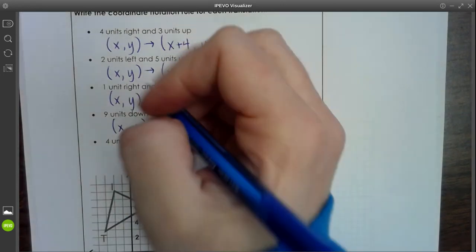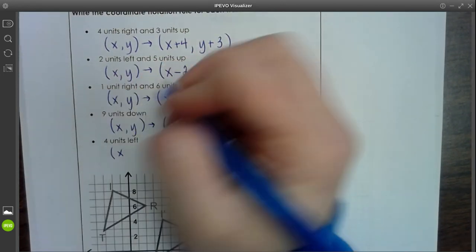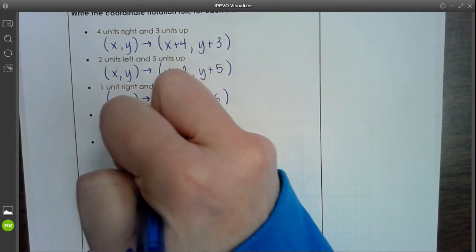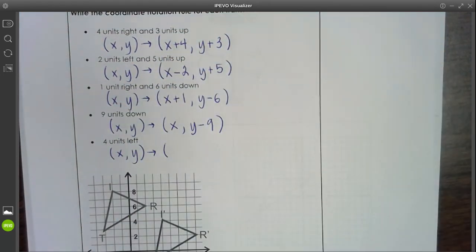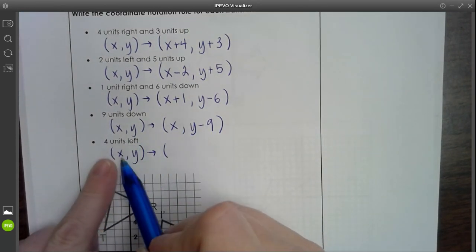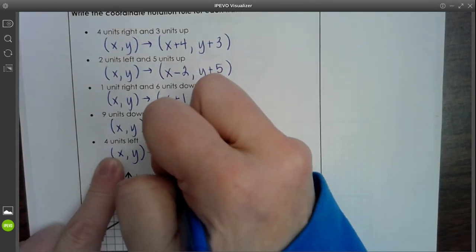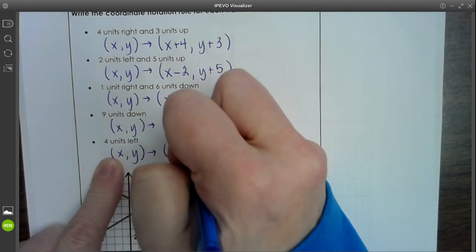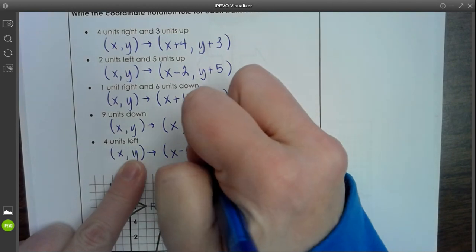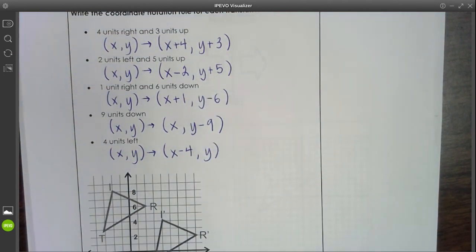Right? So now the next one is 4 units to the left. So x, y is going to map to, okay? So it's going to map to 4 units left affects the x coordinate. So it's going to affect the x by subtracting 4. But notice it's not moving up or down at all, so the y coordinate is going to stay the same.